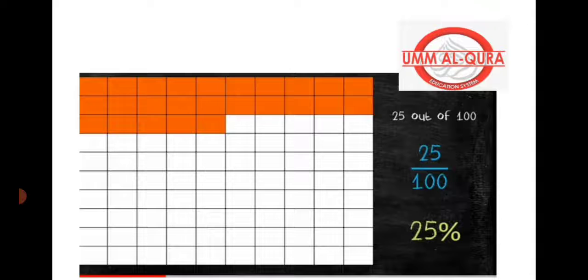What's the meaning of 25 out of 100? Here the total number of boxes is 100 and the colored parts are 25. First we write the colored parts as the numerator, meaning the upper value, 25. The total number of boxes we write as the denominator. Now we write in fraction form 25 by 100, and in percentage form we write 25%.